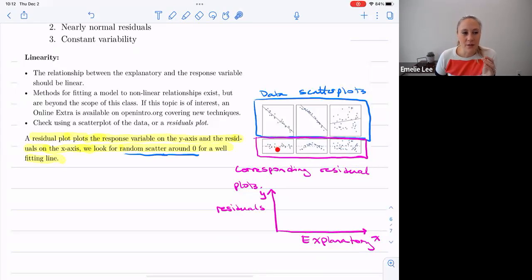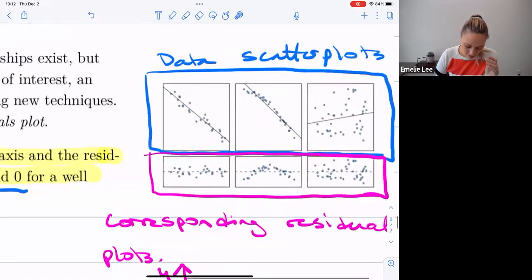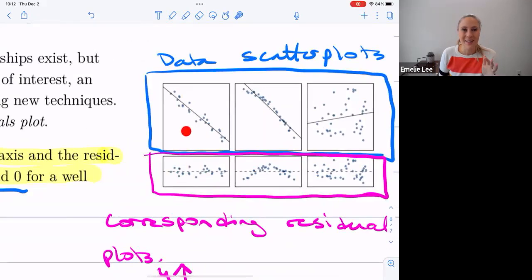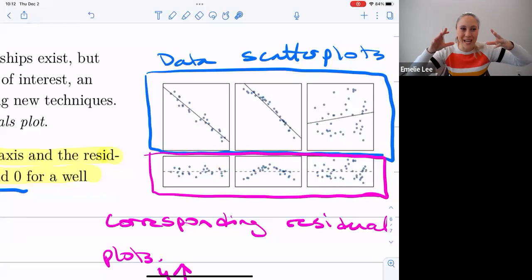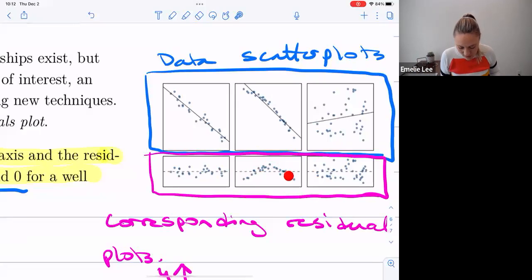Notice that these residual plots are basically just magnifying what's going on in the actual plot. But here I'm looking for random scatter and it looks relatively random around 0. Whereas here, this is bad. It's magnifying that nonlinear relationship. So we shouldn't be fitting a straight line here. It just magnifies the curvature, and so this does not satisfy the linearity assumption.